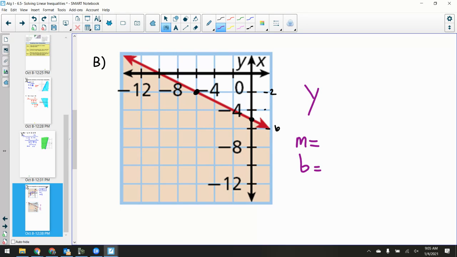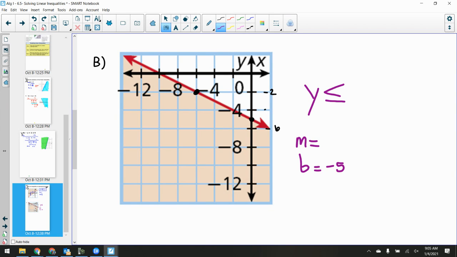Okay, is this shaded above or below? So what does that tell me about the sign? It's going to be less than. Do I need to put the or equal to? Yes, because it's a solid line. And now, okay, y-intercept, that's easy to pick out. Negative, yeah, that's right. Yeah, -5.